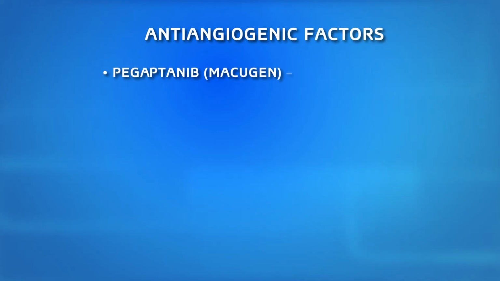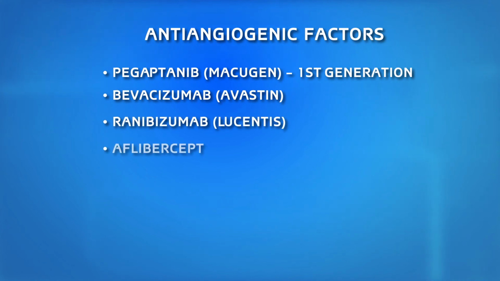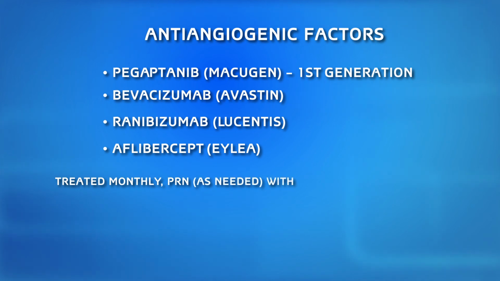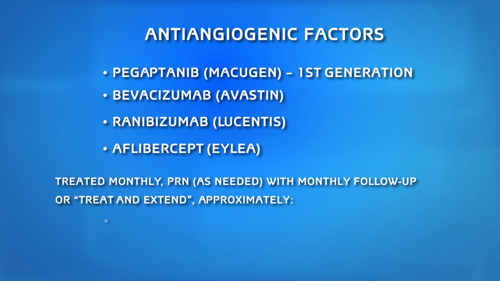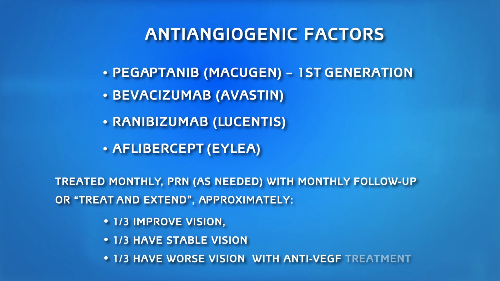Pegaptanib, Macugen, first generation. Bevacizumab, Avastin. Ranibizumab, Lucentis. Aflibercept, Eylea. Treated monthly, PRN, as needed, with monthly follow-up, or treat and extend. Approximately 1/3 improve vision, 1/3 have stable vision, and 1/3 have worse vision with anti-VEGF treatment.